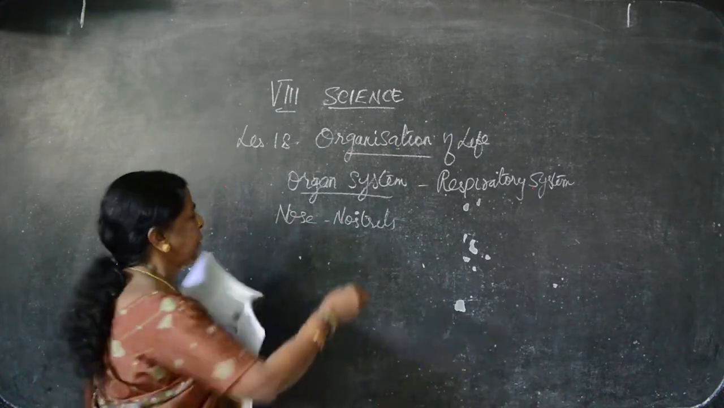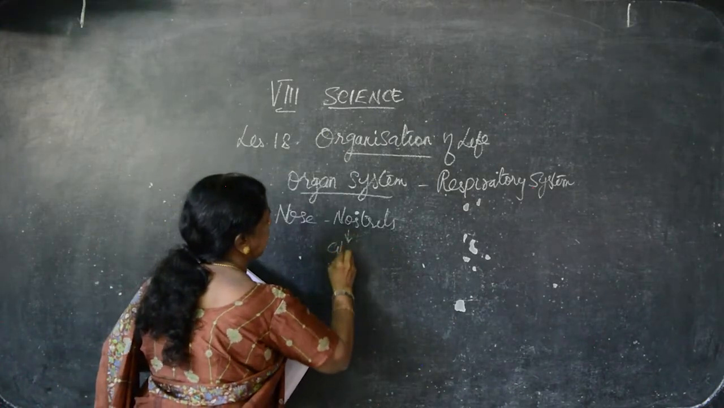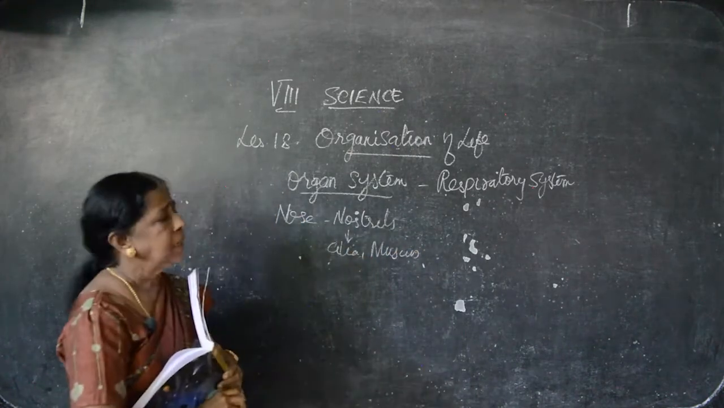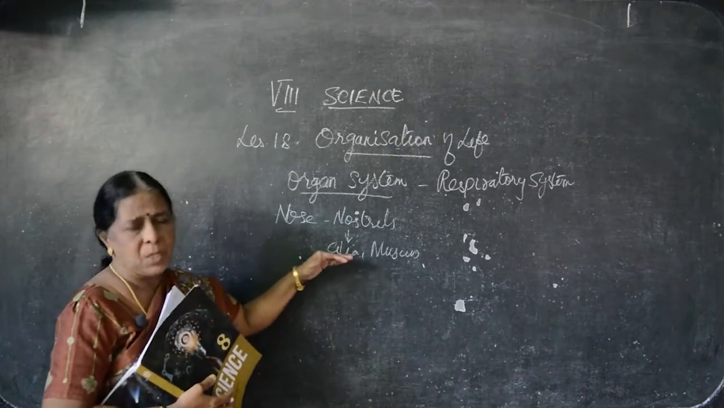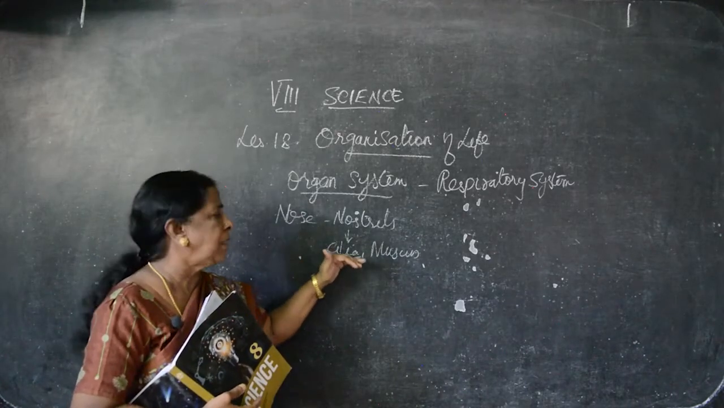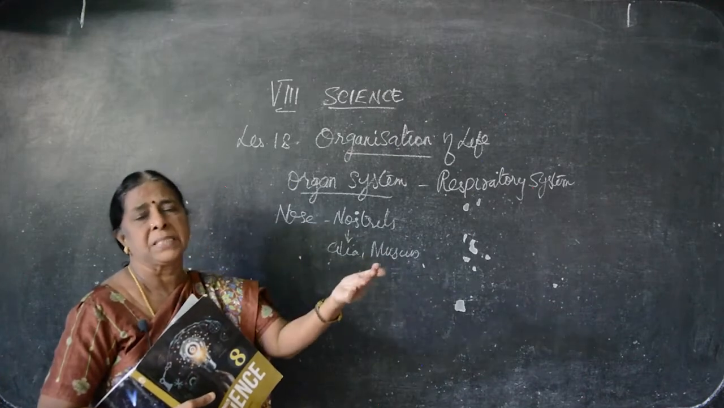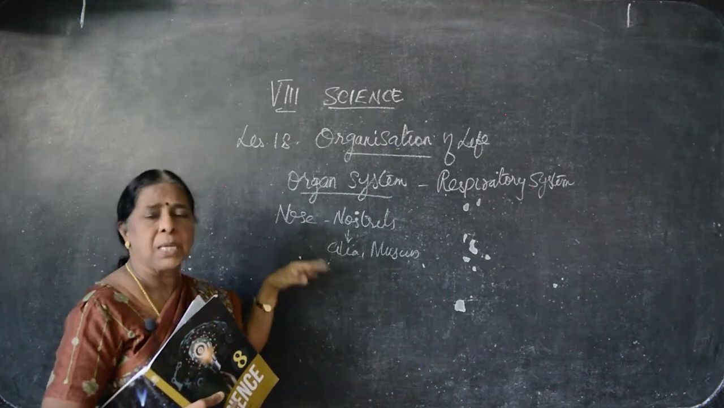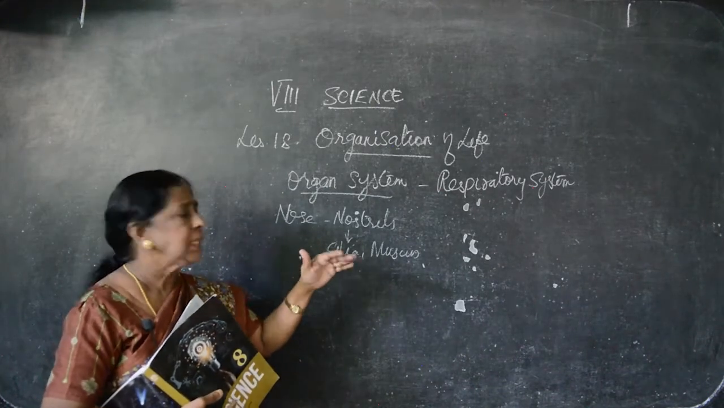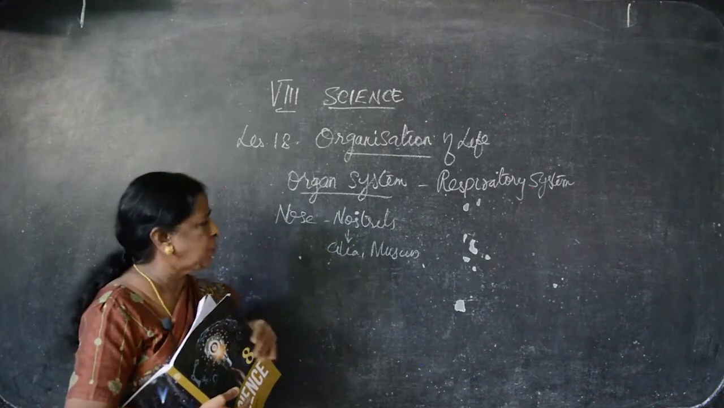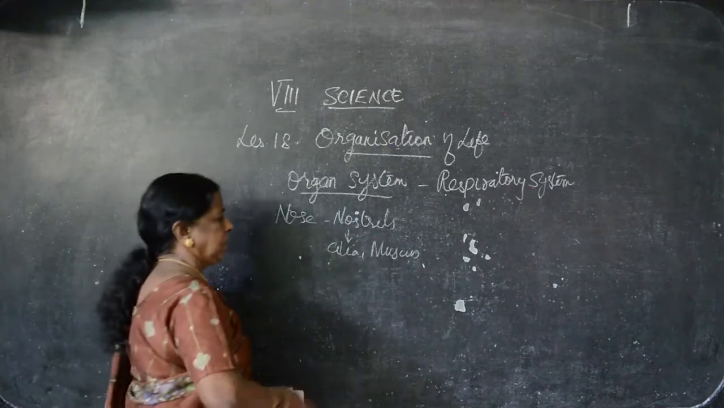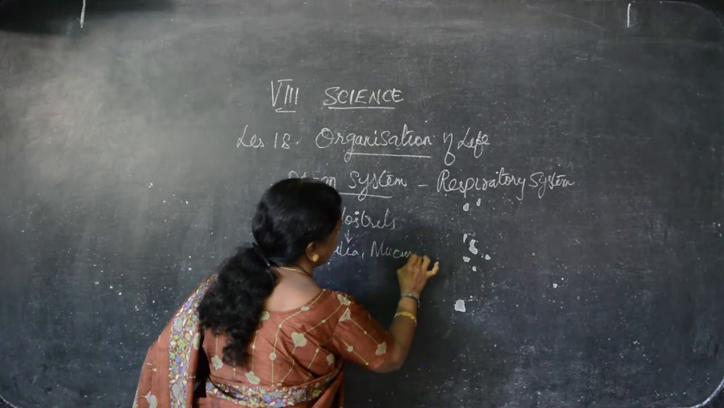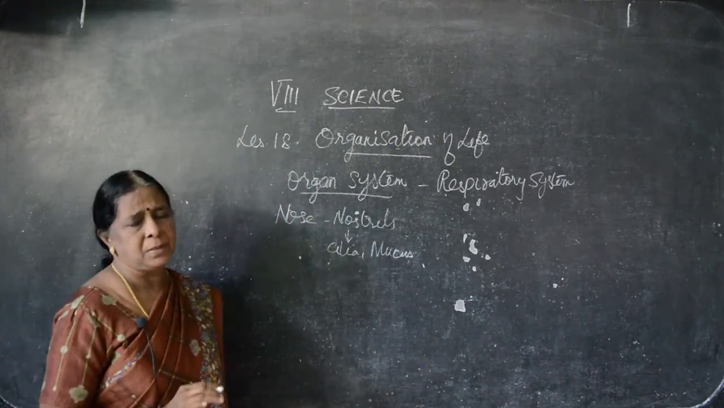Within the nostrils, what are the things you can see? Cilia and mucus. Cilia is the hair and mucus is the liquid which is present in our nose. So what is the use of this cilia and mucus? Any other foreign bodies, anything else found in the air, may enter into our respiratory system and go to other parts. So just to avoid that, the cilia and the mucus naturally protect our respiratory system.